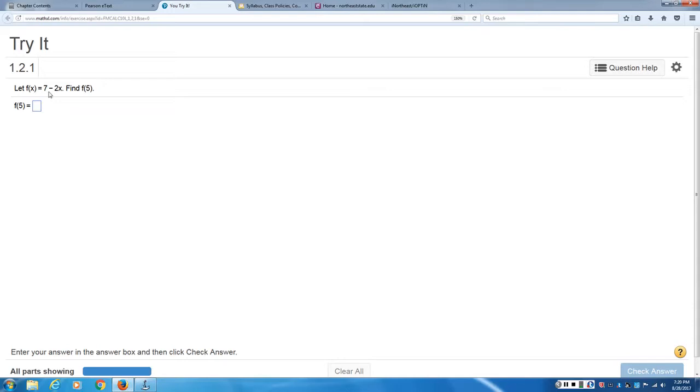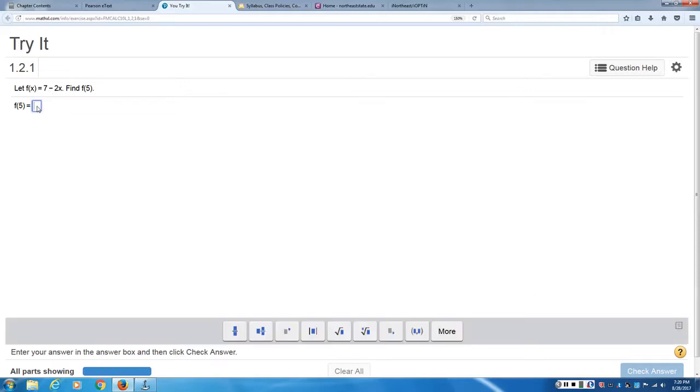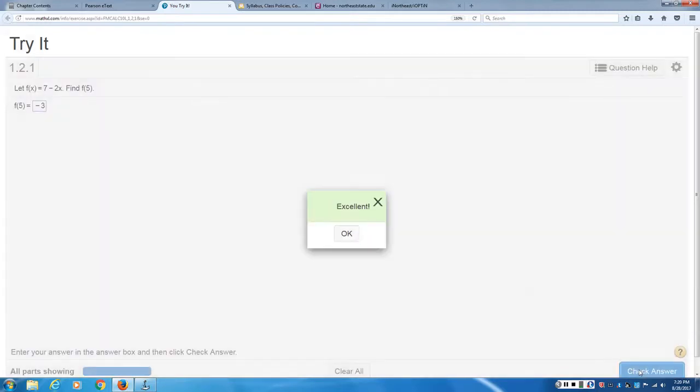Let f of x equal 7 minus 2x. What's f of 5? Well, what that means is that's 7 minus 2 times 5, which is 7 minus 10, and that will be negative 3. So if you've understood it, you do a problem and it'll tell you if you didn't understand it.